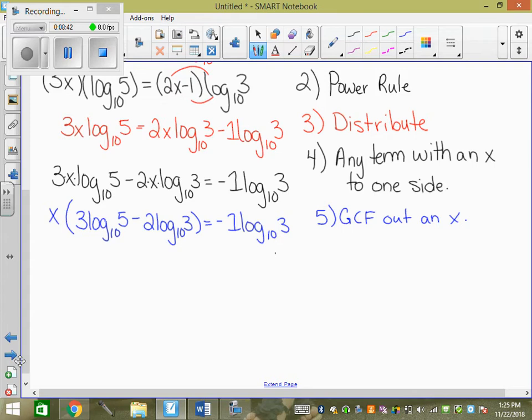So now what can we do? Nope, we need exact values. We want to get x by itself. What is that log beside it? What's happening? You can just divide it over.